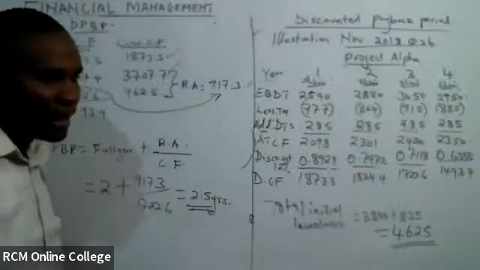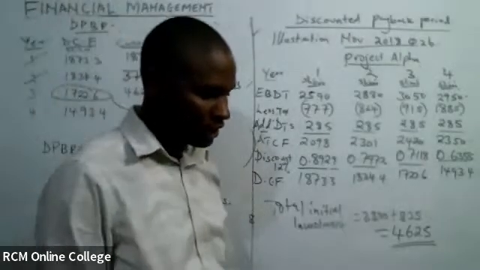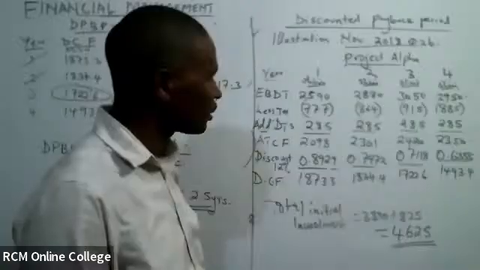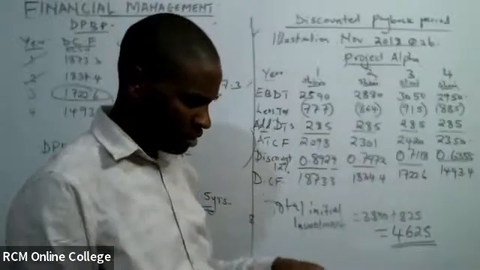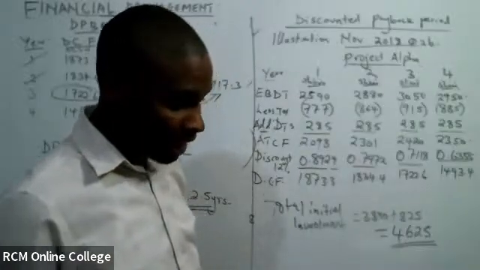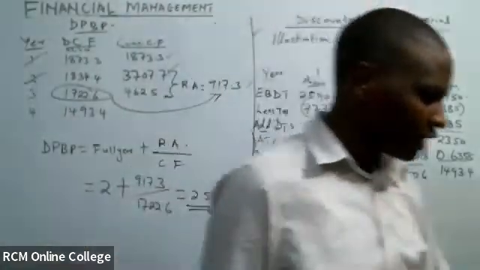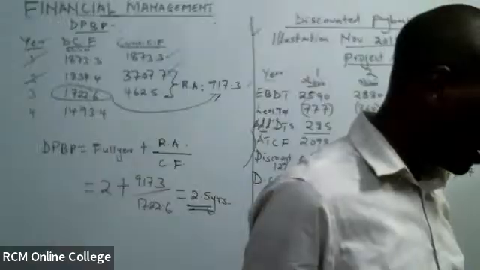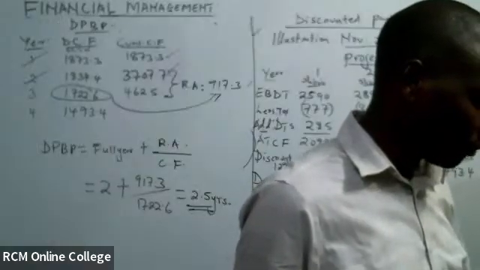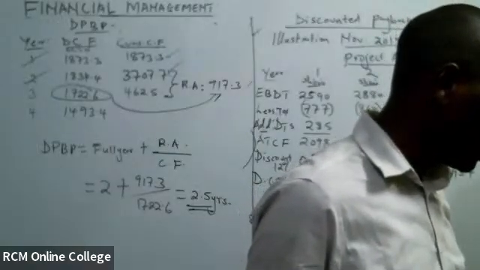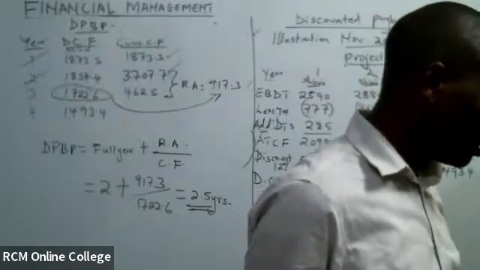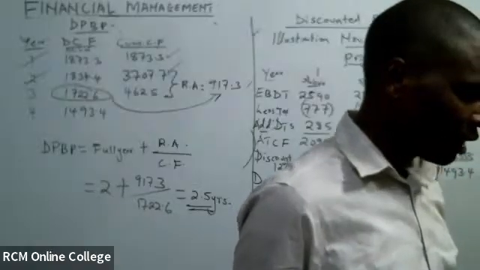Good. Can we learn with the other project? Let's run with the other project. It is called alpha, what was the other one? Beta. Let's learn with the beta very fast. Let's finish beta and then we move to the next thing, which is the modified internal rate of return, our last appraisal technique.